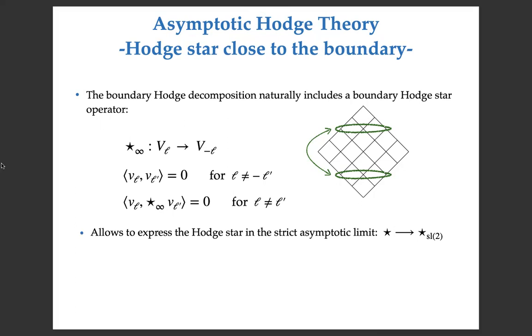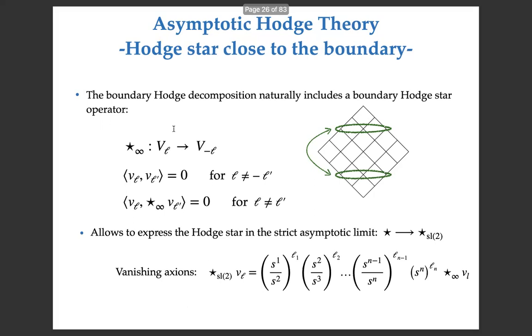With these L's and this boundary Hodge star, we can already give a very precise expression for the Hodge star in this strict asymptotic limit. So close to the boundary, but now in the moduli space, not just in the boundary, when the moduli are large and when we have this ordering that I told you before. And this expression is very simple for vanishing axions.